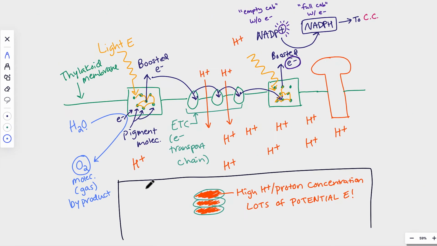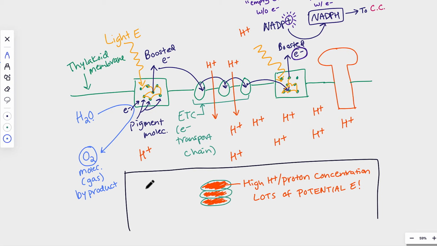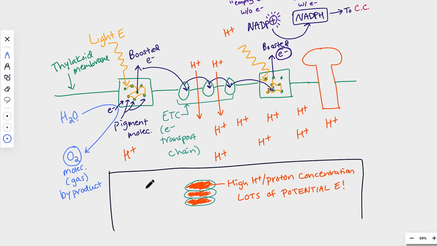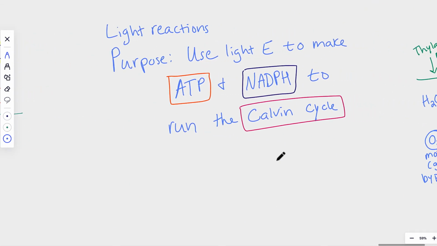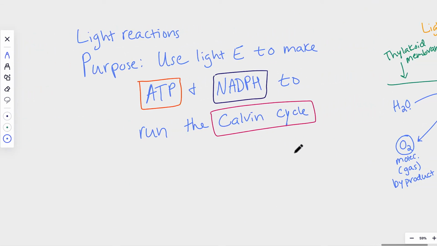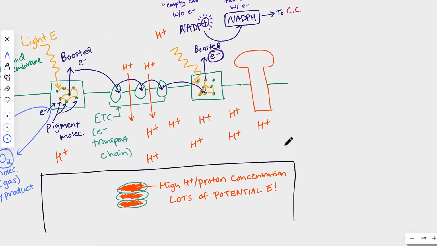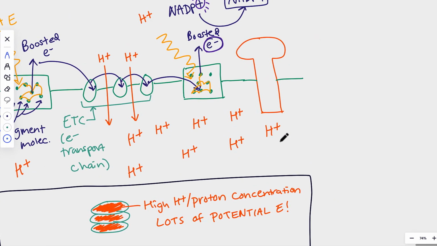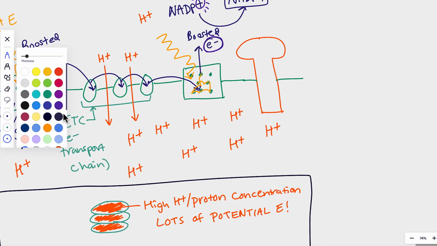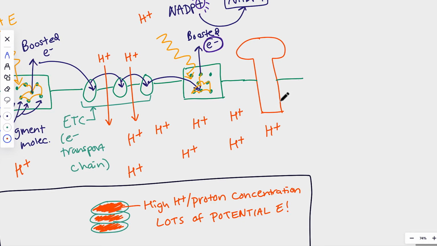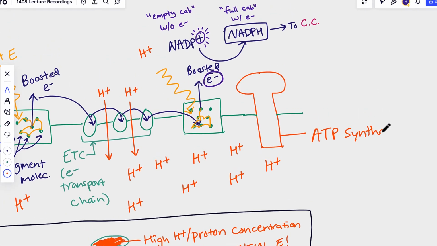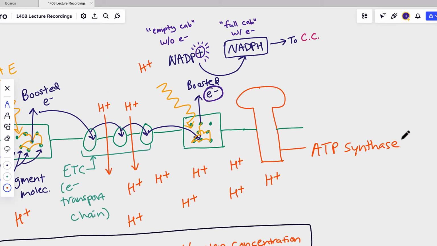So we made our NADPH to ship our electrons to the Calvin cycle. We're getting more electrons from water, so we make oxygen as a byproduct. The last thing we need to do here, as you can see, is to make some ATP for the Calvin cycle. And that's when this orange complex comes into play. This is your ATP synthase. Same exact molecule that was in cellular respiration. It's an enzyme that makes ATP, an ATP synthesizer, ATP building enzyme.